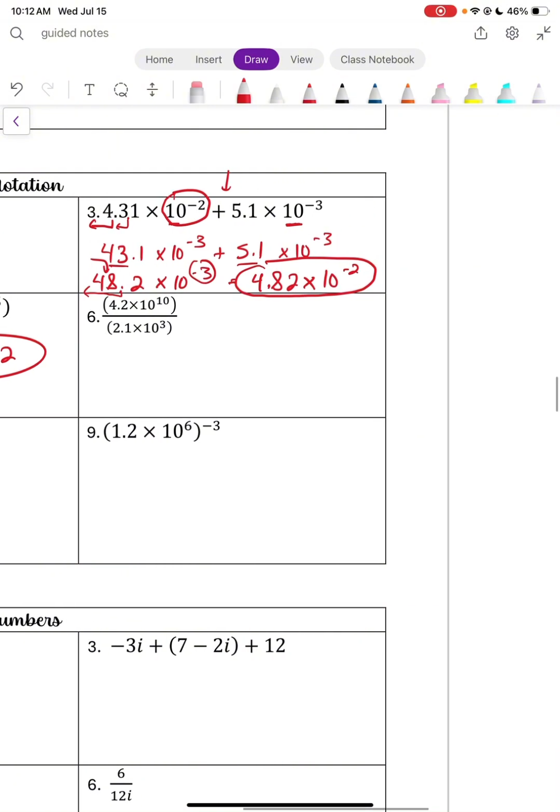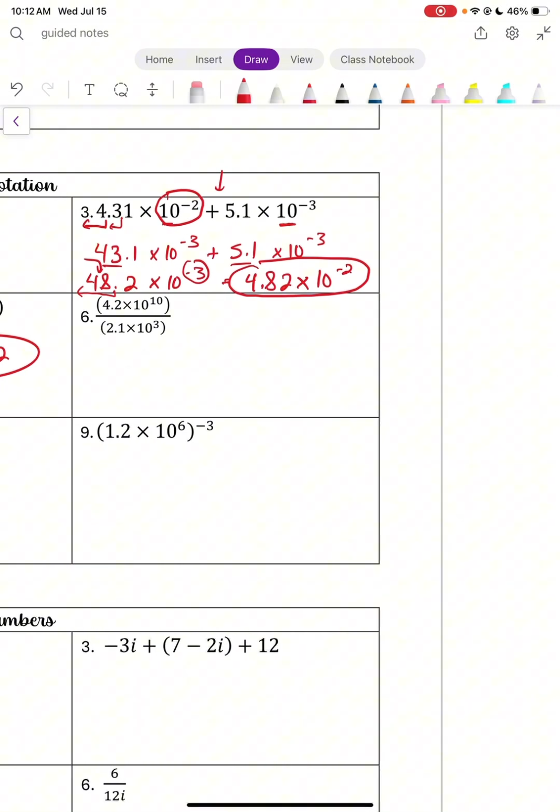Works the exact same way, but I do want to remind you of your rules of exponents. X to the fifth over x to the second. To divide exponents, you're going to subtract. If the highest power's on top, put your answer on top. If the highest power's on bottom, we put our answer on bottom.